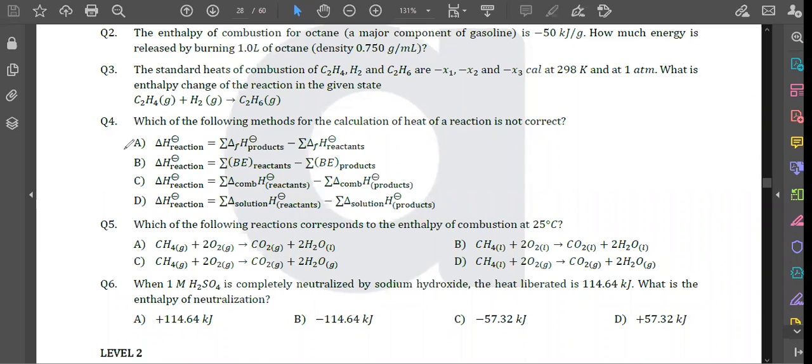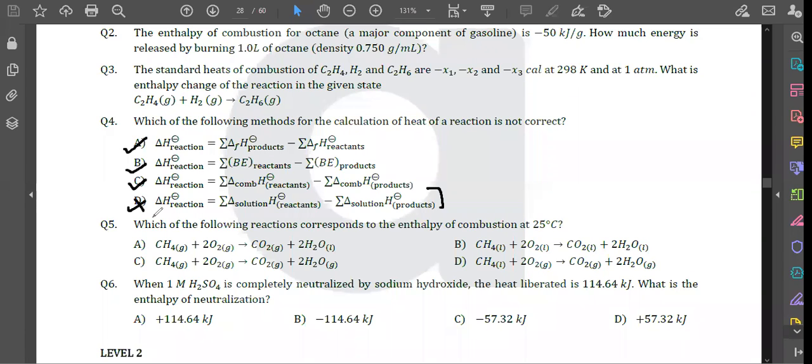Now, heat of reaction is bond energy of reactant minus bond energy of product. That's also true, right, everyone? Now, heat of reaction is heat of combustion of reactant minus heat of combustion of product. That is also true. We have already studied that heat of combustion is the same as the bond energy, right? According to Hess law. Now, heat of reaction is heat of solution of reactant minus heat of solution of product. Now, obviously, if these three are true, this should be wrong.